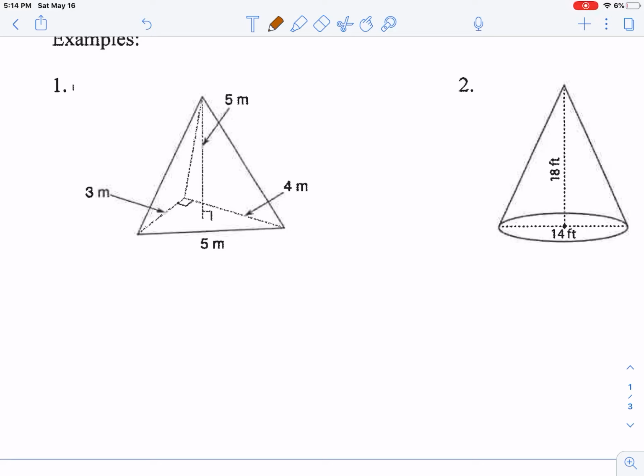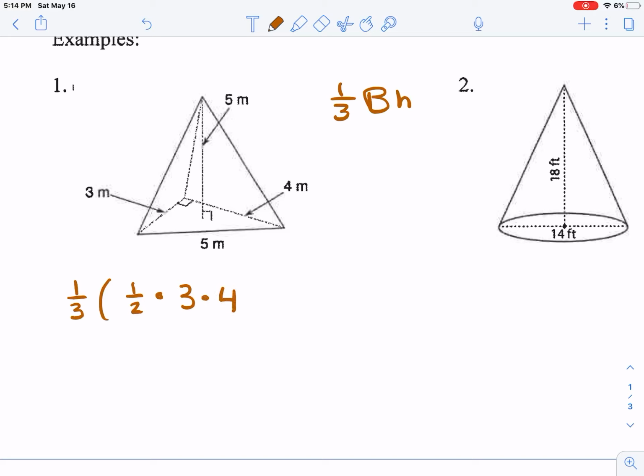We have a pyramid here. So again, we're going to do 1/3 our base area times the height for the volume. So I'm going to have 1/3 times, now we have a triangle base. So many of you on some of those homework assignments and notes made the mistake of forgetting that 1/2. Remember, area of a triangle, you have to have 1/2. So 1/2 times the base, which is 3, times the height of that triangle, which is 4.